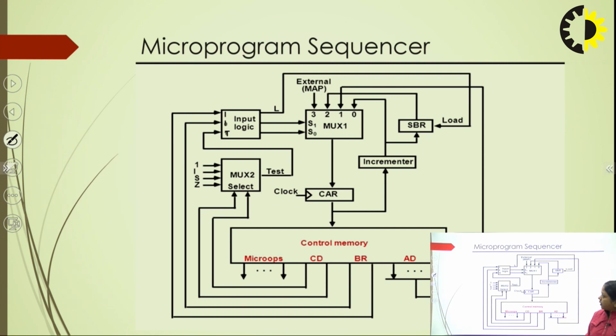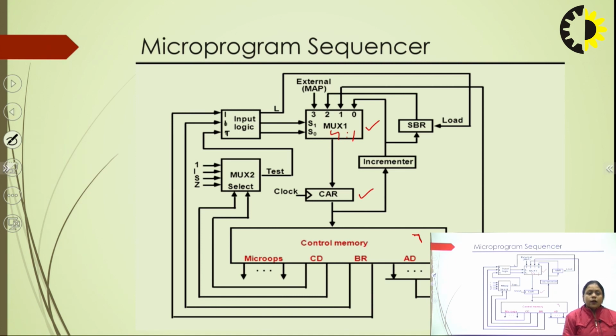We can see here we have a control address register, which stores the address of the micro instruction which is going to execute. Now again we have a multiplexer. What is the use of the multiplexer? Because we have more than one way to generate the addresses. But at a particular time, only one way can generate the address, so we are using a multiplexer. We are using a 4:1 multiplexer, where we have two selection lines.